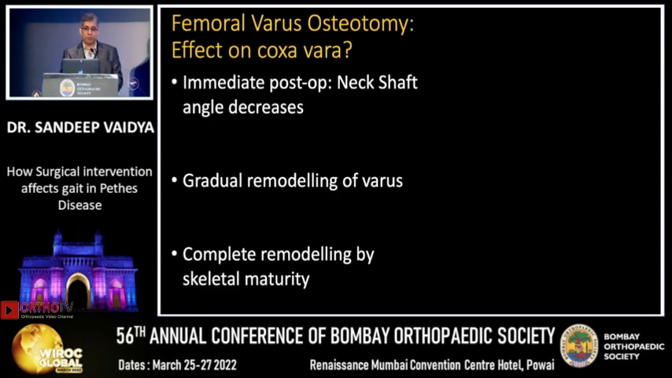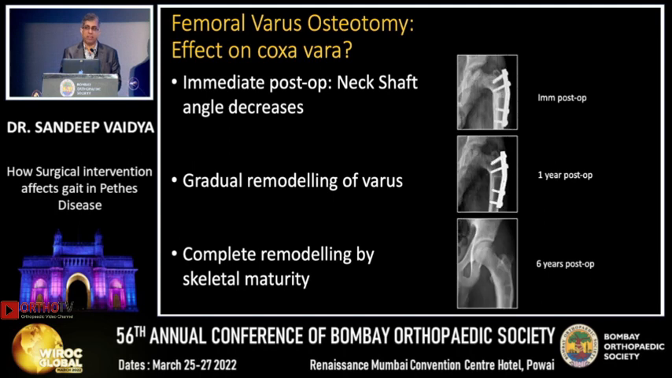So how does femur varus osteotomy affect the neck shaft angle? Does it add coxa vara to Perthes disease in which there is already some pre-existing varus? In the immediate post-op period, definitely with a femur varus osteotomy, the neck shaft angle decreases, obviously, because you have given a varus. However, it is important to note that the varus at the surgical site gradually remodels over a period of time, and complete remodeling is usually seen by skeletal maturity. Here is a case example of the same.